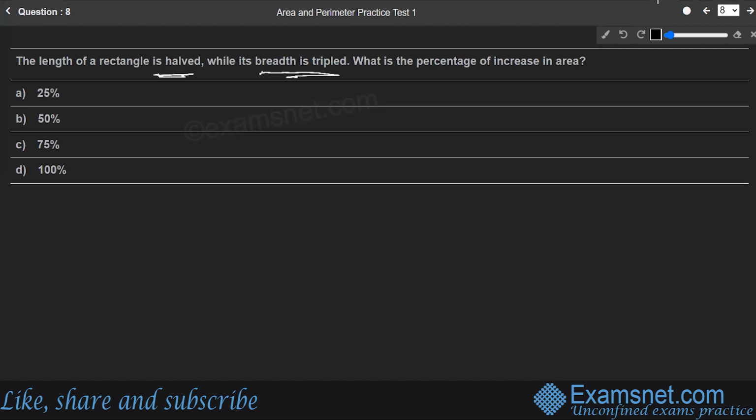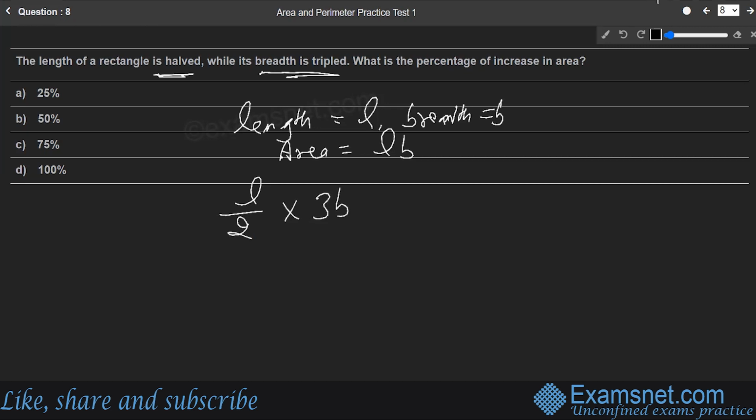change. Okay, so let's say the length of this particular rectangle is L, and the breadth of the rectangle is, let's say, B. So what is the area? Area is always equal to length into breadth, so area is LB. Now he says length is half, so length is taken as L by 2. And breadth is triple, so breadth will be 3B. So the new area will be 3 by 2 of LB. So this is the new area. Okay, the older area is LB.